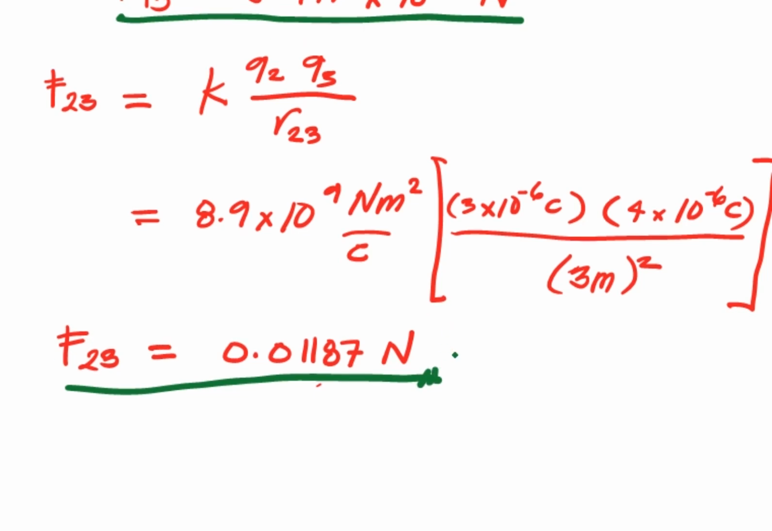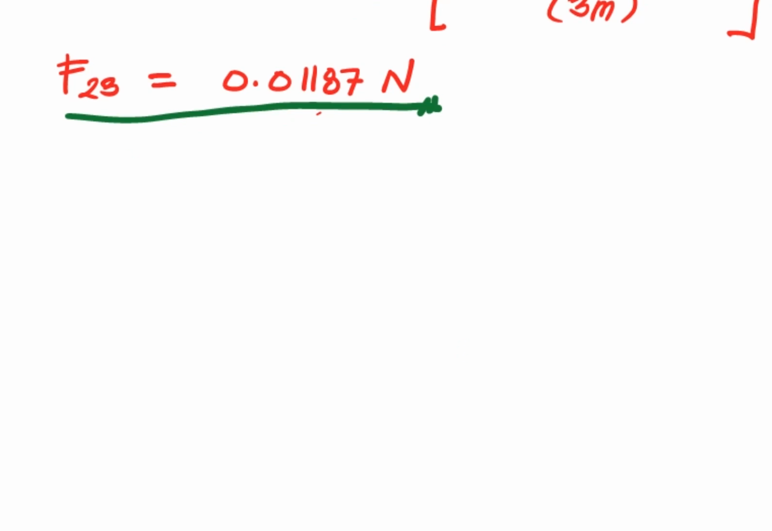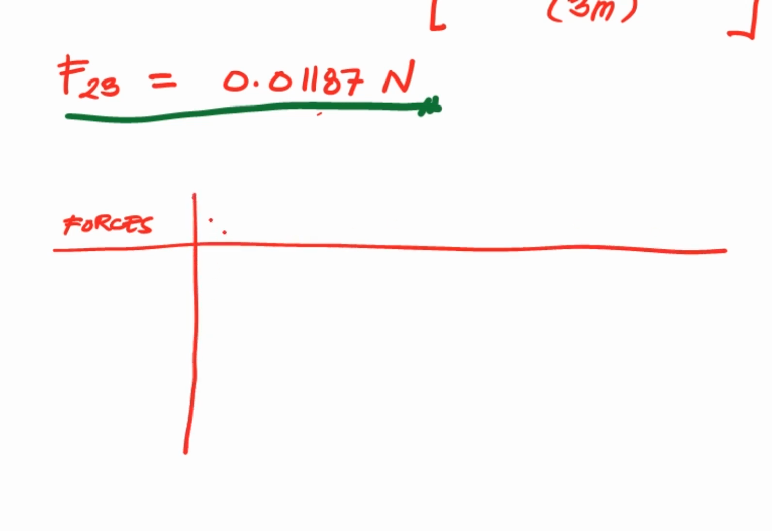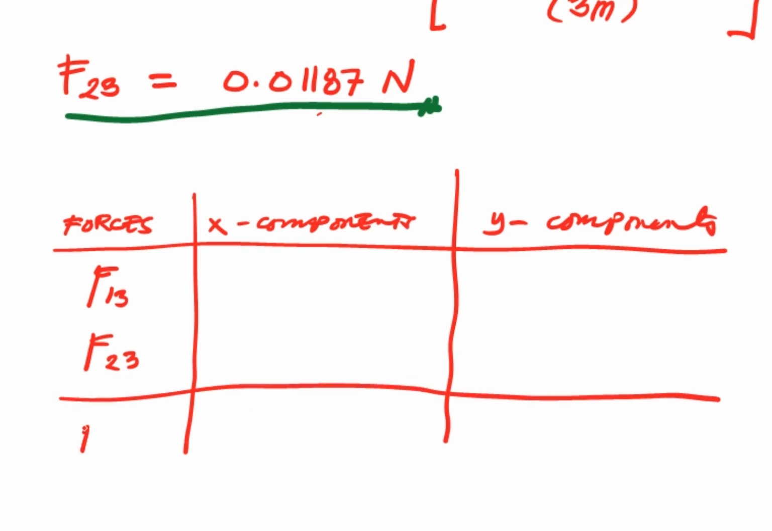But we are being asked to find the FT3, or the total force being exerted by Q1 and Q2 to Q3. Let us put this on a table so that it will be much easier for us to analyze. Let's say these are the forces. Now let's have the X components of those forces and the Y components, the horizontal components and the vertical components. So we have F13, we have F23, and the total of these forces is FT3, the total force on charge number 3.